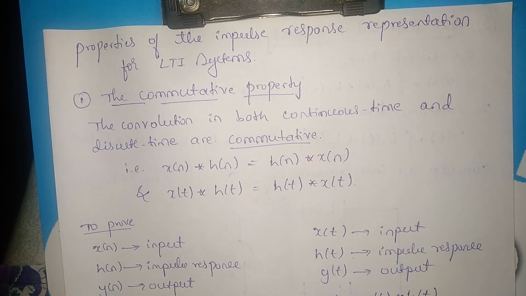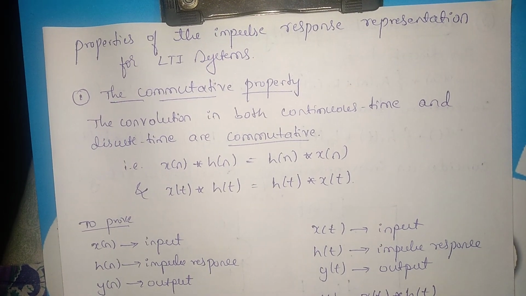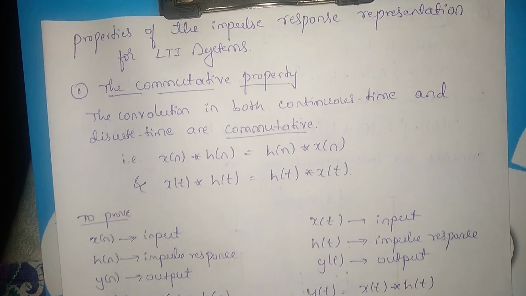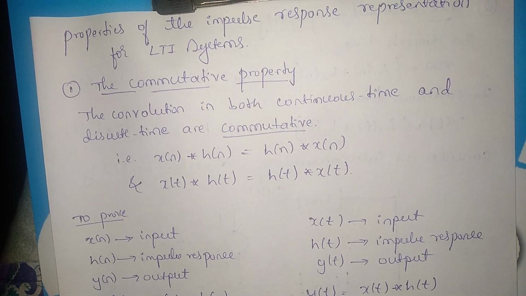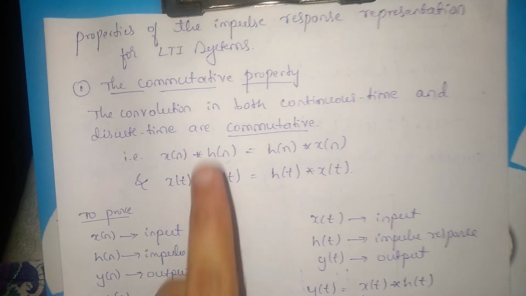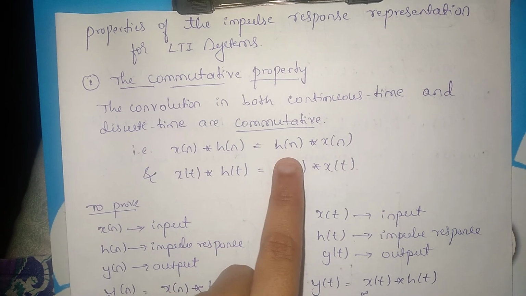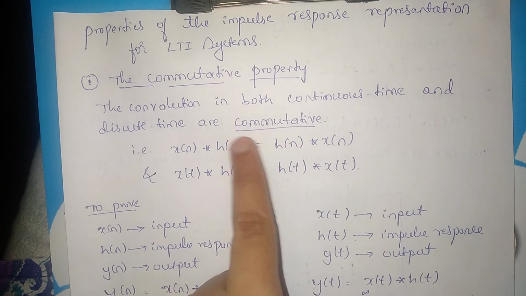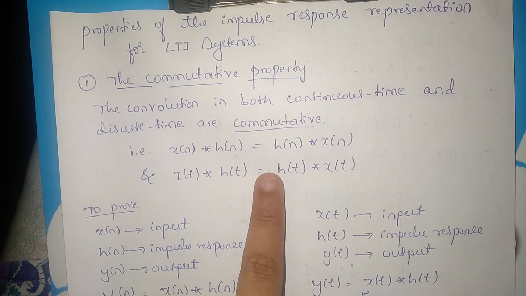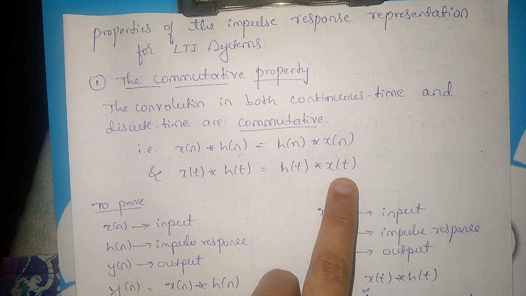Hello everyone. Today we are studying the third module, that is, properties of the impulse response of the LTI system. The first property we are studying is the commutative property. As we all know, the commutative property is x of n convolution h of n, or h of n convolution x of n, both are equal. Similarly, x of t convolution h of t equals h of t convolution x of t. This is our commutative property.